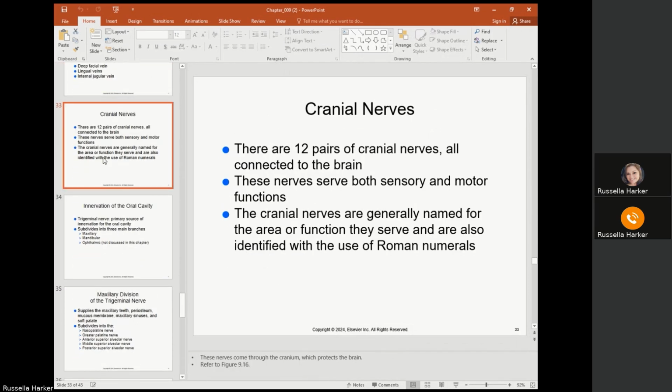With your cranial nerves, there are 12 pairs of cranial nerves, all connected to the brain. They serve as both sensory and motor functions. Some are only sensory, some are only motor, and some are both sensory and motor.